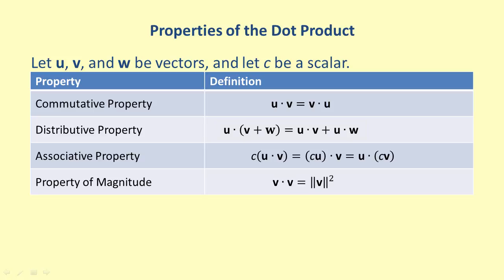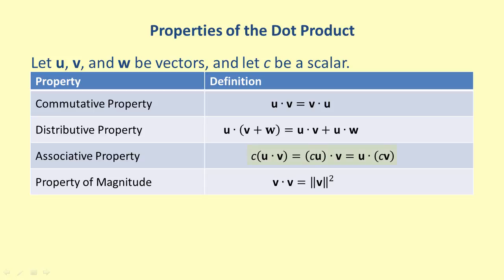The distributive property states that the dot product of u with the vector sum v plus w is equal to the dot product of u and v plus the dot product of u and w. This property looks like the distributive property for real number multiplication, but with each term in the sum on the right still a dot product.